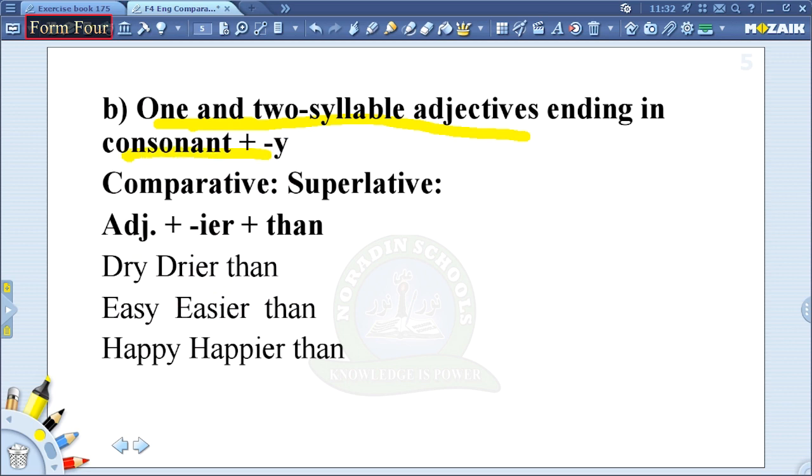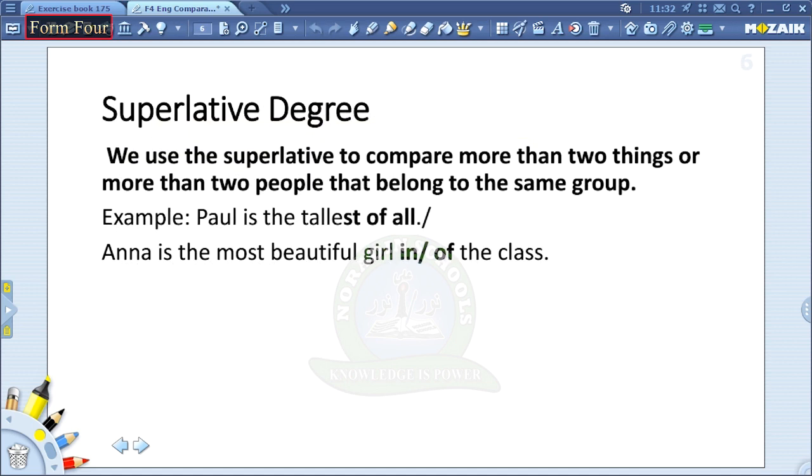For example, this is superlative. What about the superlative adjective? We use the superlative adjective to compare more than two things, ideas, or people. We use it to compare more than two things or more than two people that belong to the same group.